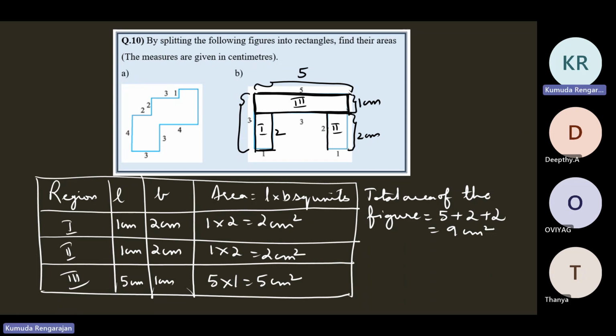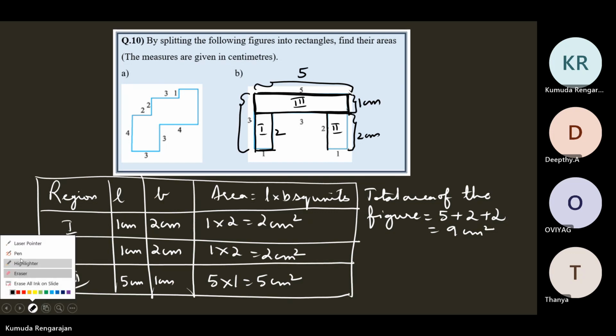Children, please write down the answer. You must write what you see on your screen, the table, exactly what you see on the screen, children. Deepthi and Ovia finished writing. Tanya has finished. What about others?